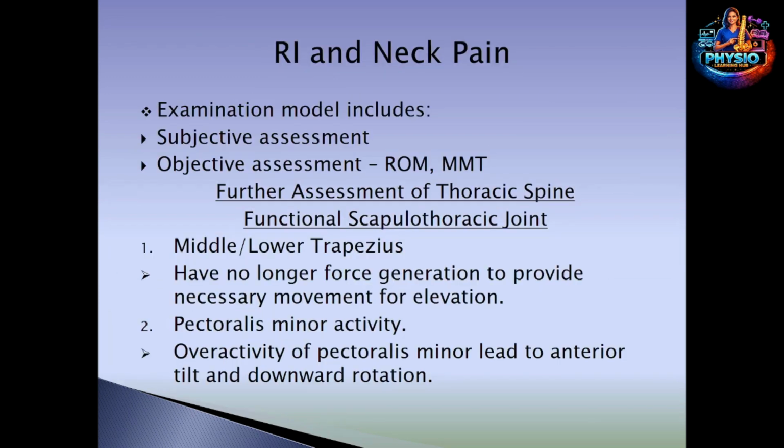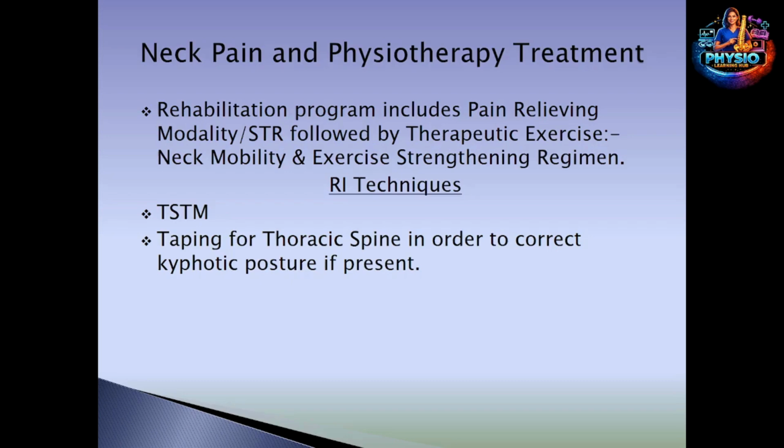Regional interdependence and neck pain. The examination model includes subjective assessment, objective assessment, range of motion, MMT, and further assessment of the thoracic spine, functional scapulothoracic joint, middle and lower trapezius, which no longer have the force generation to provide the necessary movement for elevation. Overactivity of pectoralis minor leads to anterior tilt and downward rotation.